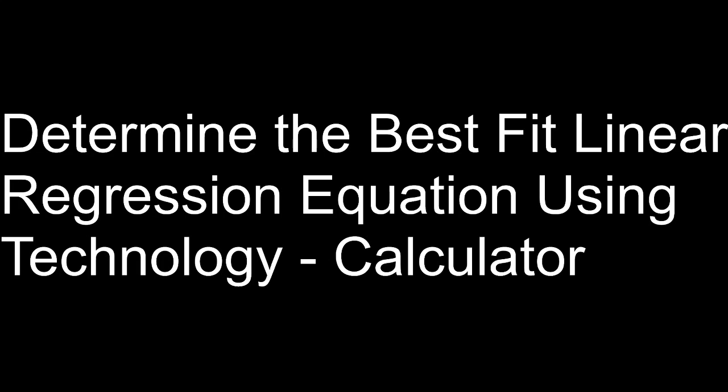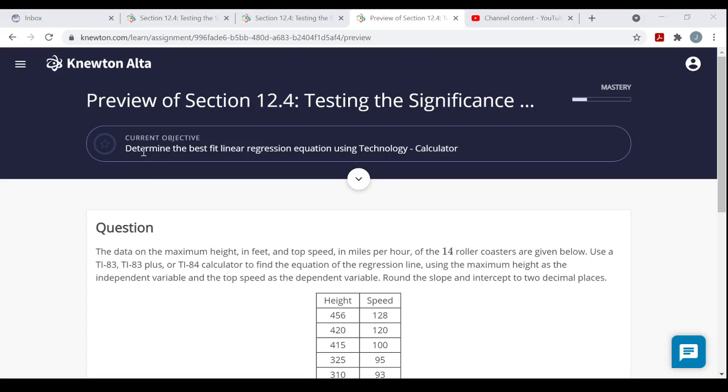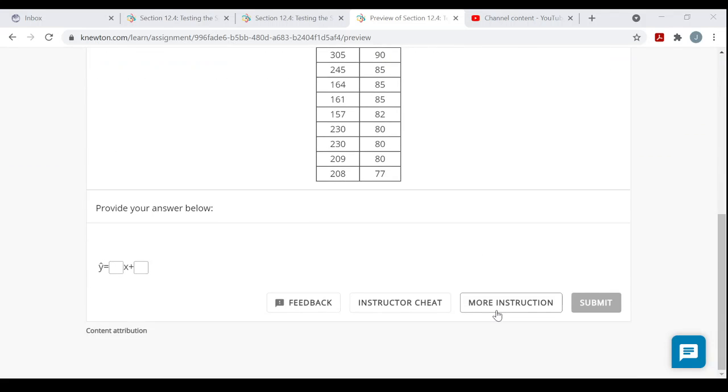I've done this several times now at this point. So I'm just going to put out one more example of me finding the best fit line for a bunch of pairs of data, a scatter plot, using the calculator. And if you'd like to go over how they're doing it again, I'm not going to show you this time. Just click on More Instruction, and look at their videos, their notes, their examples. Hopefully, all those help you.